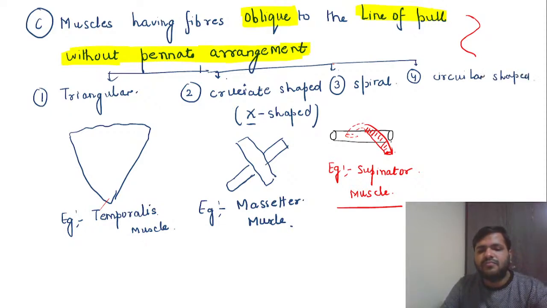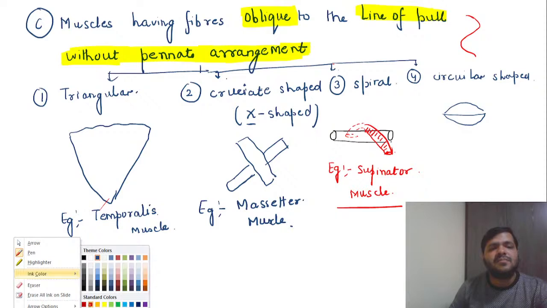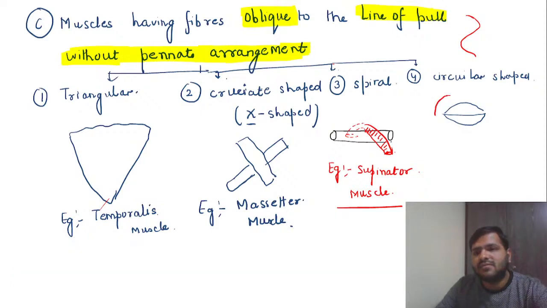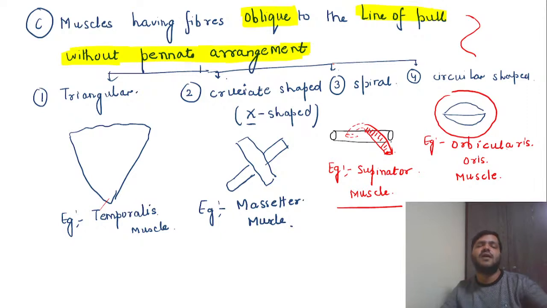Okay. Now, for example, this is your lips, your famous lips, and the muscles are basically arranged around the lips. That's why, the example you have to notice, it is the orbicularis oris muscle.